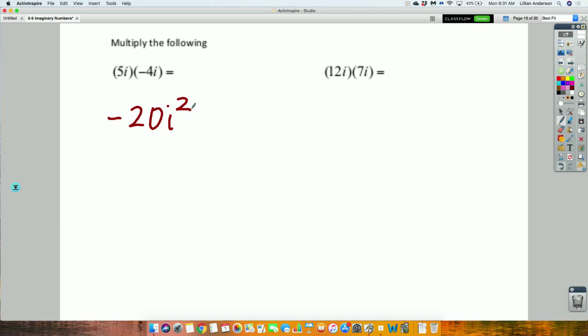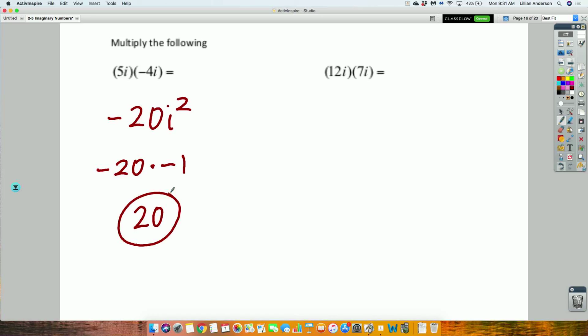i squared equals negative 1. So then this turns into negative 20 times a negative 1. And what is that? Positive, a positive 20. And that's your answer. So 5i times a negative 4i becomes a positive 20 because i squared turned into negative 1. Okay.